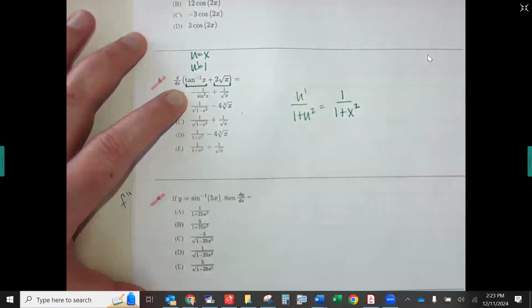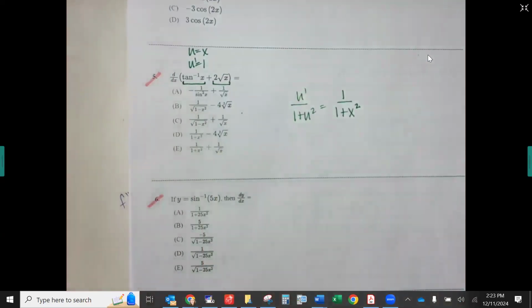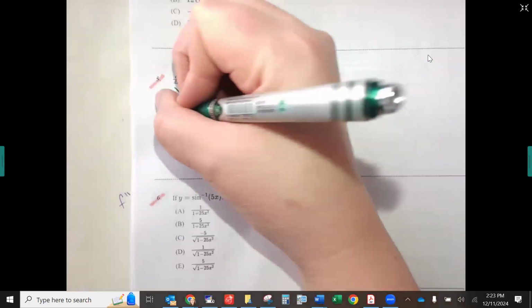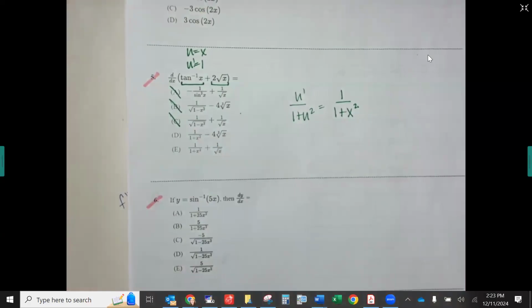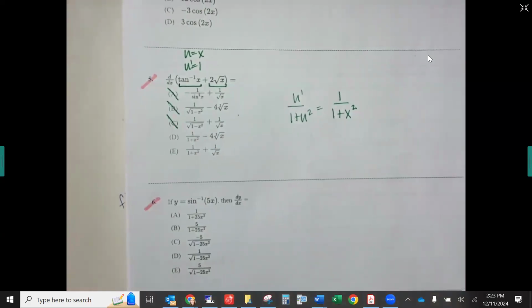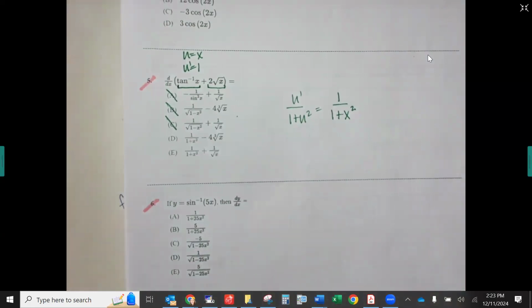Okay, now we get to this part. We need to take the derivative of 2 root x as well, right? So I can automatically eliminate that I know it's not A, B, or C. Okay, so we took the derivative of tan. We did u prime over 1 plus u squared. But since our u is just an x, it's 1 over 1 plus x squared. So I know it's got to be one of these. But I still have to take the derivative of the 2 root x part.